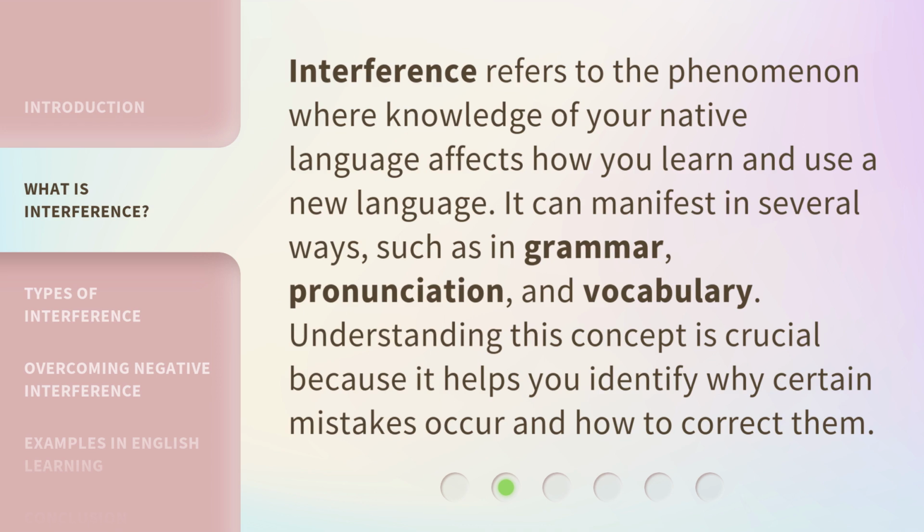Interference refers to the phenomenon where knowledge of your native language affects how you learn and use a new language. It can manifest in several ways, such as in grammar, pronunciation, and vocabulary. Understanding this concept is crucial because it helps you identify why certain mistakes occur and how to correct them.